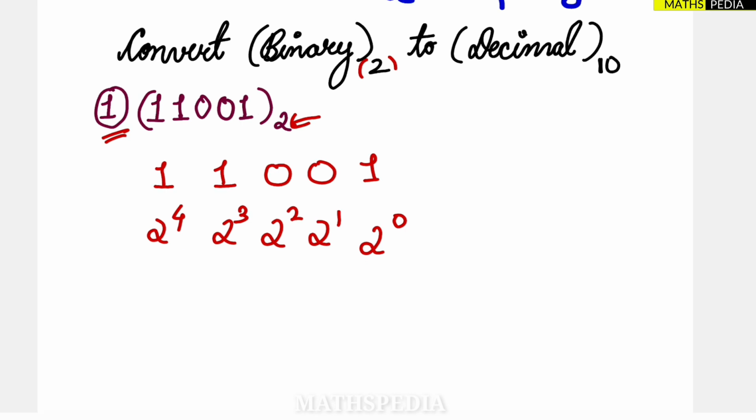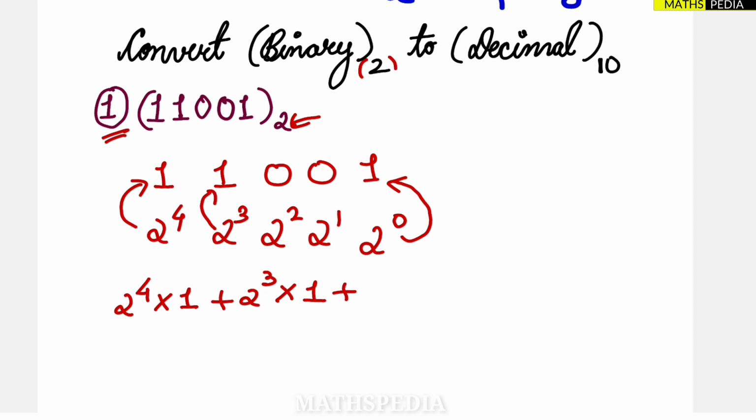Now what we have to do? Multiply and add the numbers. After writing 2 power 0 from the right hand side, you can go from left to right, anything is fine. I will go from left to right. So it is 2 power 4 into 1, plus 2 power 3 into 1, plus 2 power 2 into 0, plus 2 power 1 into 0, plus 2 power 0 into 1.